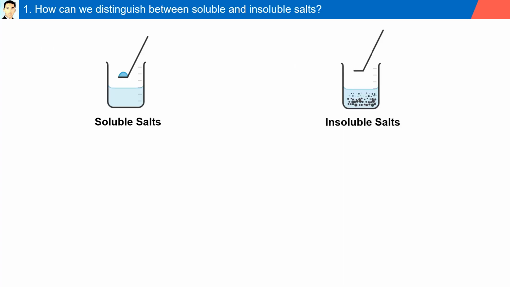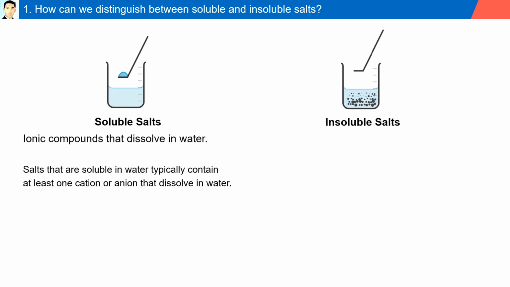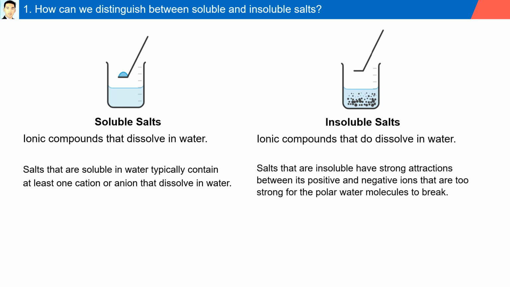How can we distinguish between soluble and insoluble salts? Ionic compounds that dissolve in water are soluble. Salts that are soluble in water typically contain at least one cation or anion that dissolves in water, while insoluble salts are ionic compounds that do not dissolve in water. Salts that are insoluble have attractions between their positive and negative ions that are too strong for the polar water molecules to break.